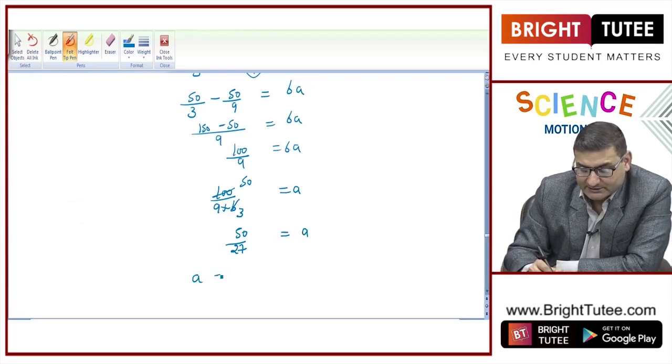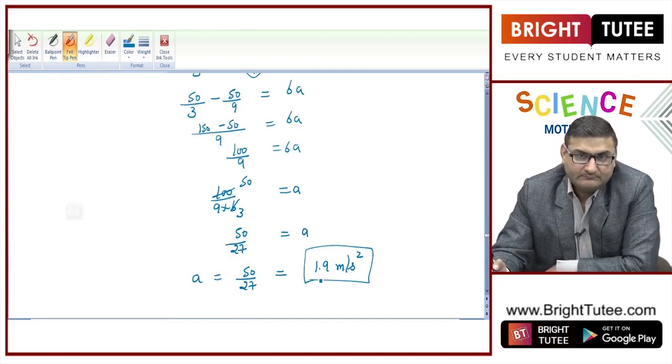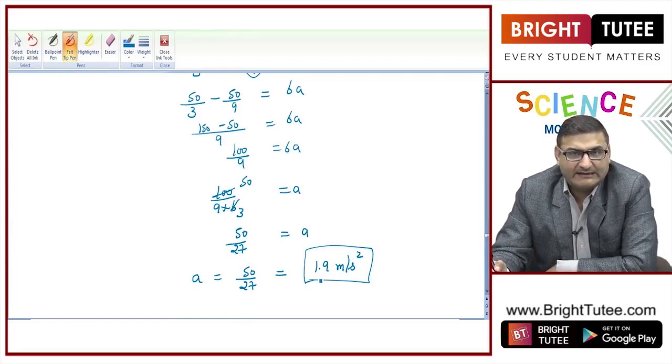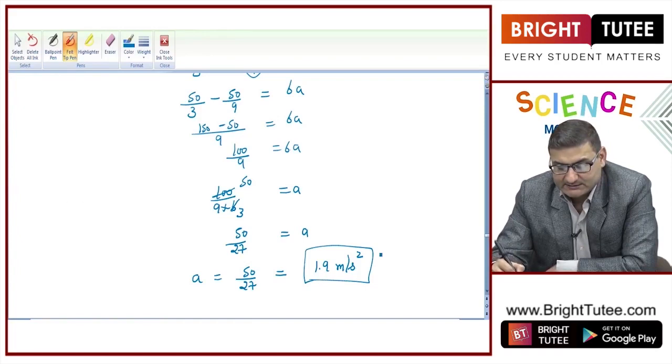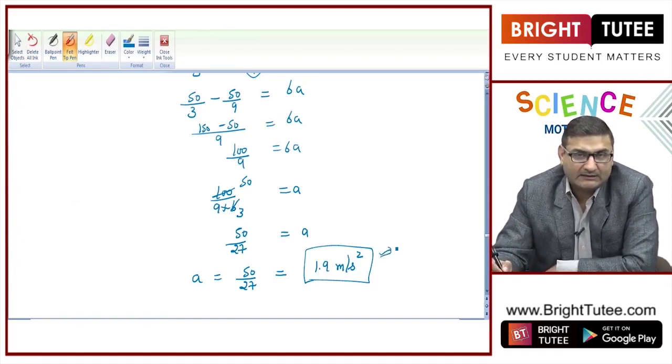So, the acceleration is 50 by 27, which comes out to be approximately 1.9 meter per second square, right. If you divide it up to 2 decimal places, it will be probably 1.88 or 1.89 meter per second square. Rounding it off, I can write it to be 1.9 meter per second square up to 1 decimal place. Got it? So, this is the acceleration of this particular car.